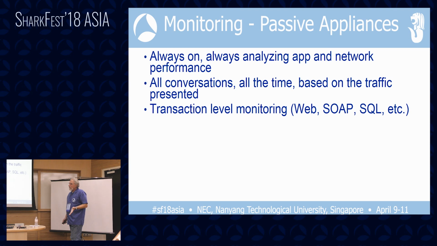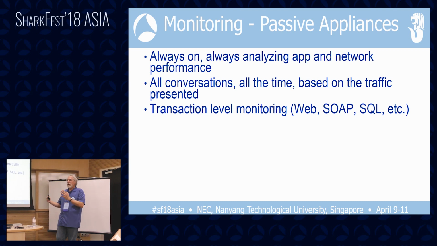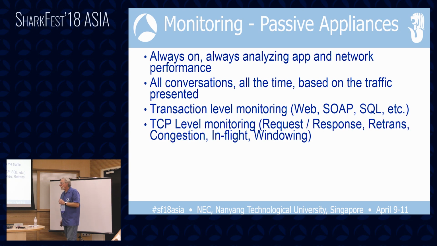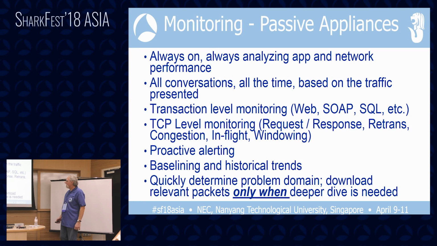The ability to do transaction level monitoring, not only from a layer 2 perspective or a layer 3 perspective, but also what about web performance? What about web page performance? Can my analysis tool tell me about web pages, which are an aggregate of multiple connections and multiple objects making up the response time for a single web page? So having some ability to do transaction level monitoring is really important, as well as TCP level alerting and baselining.